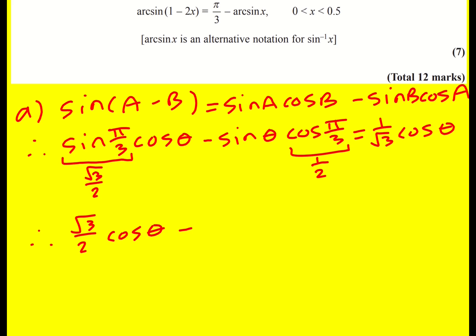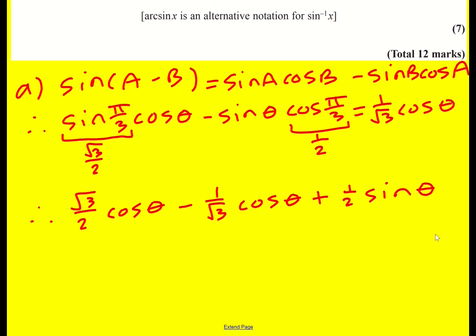I'm gonna do two things in one go. So I'm gonna put these numbers in and I'm gonna minus the right hand side. So 1 over root 3 cos theta, and then add on a half sine theta. Then I can bring this together into a single cos function.